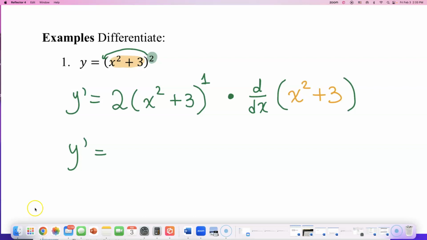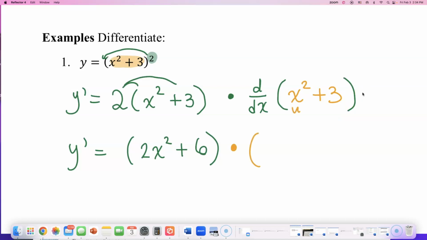But you know what? Before I bring it down, I may just distribute this too, because taking exponent of 1 isn't really anything. So I can distribute this 2 and write it as 2x squared plus, what's that going to be? 6, right? And now the derivative of the inside is about to pop out, okay? I'm multiplying this by derivative of x squared is 2x, right? And derivative of 3 is just 0, so this is it.